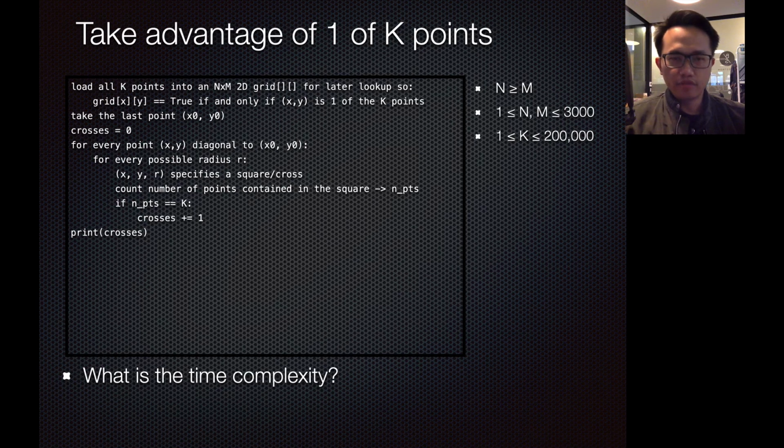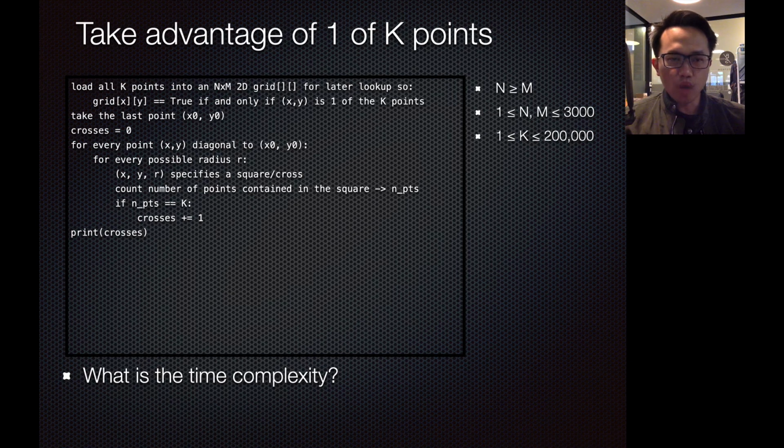So to take advantage of this observation, you pick any one of the k points. In this case, I would pick the last point, x0, y0. And then you go through every point on the grid that's diagonal to x0, y0. And then you try all the possible radius. Now radius usually refers to circles, but in this case radius is just the distance from a square's borders to its center. So this perspective, this way of framing squares, would simplify our algorithm for us.